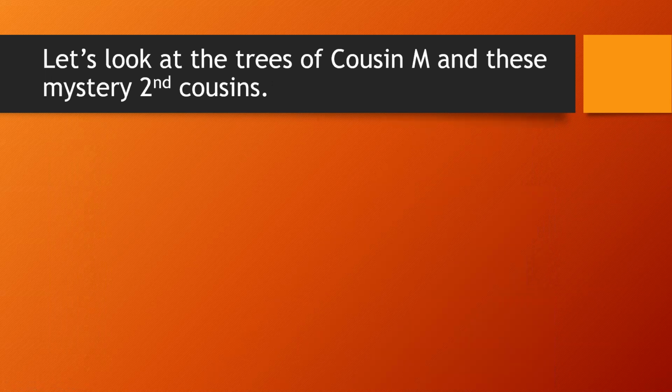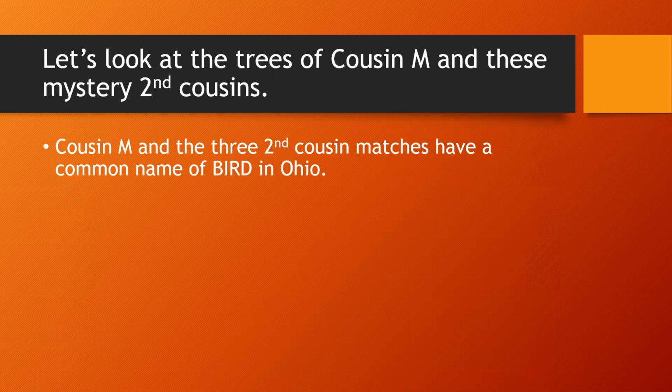So let's look at the trees of cousin M and those mystery second cousins. And I'm going to use just a surname that I made up called Bird. It's not the actual surname of anyone involved. Cousin M and the 3 second cousin matches that I found initially have a common name of Bird in the family tree, and they were in Ohio. And Ohio makes a lot of sense, given that I was working with this tester in Ohio, and she lives in Ohio, and so does most of her family. So it made a lot of sense that Ohio came up pretty soon after we started the discussions.